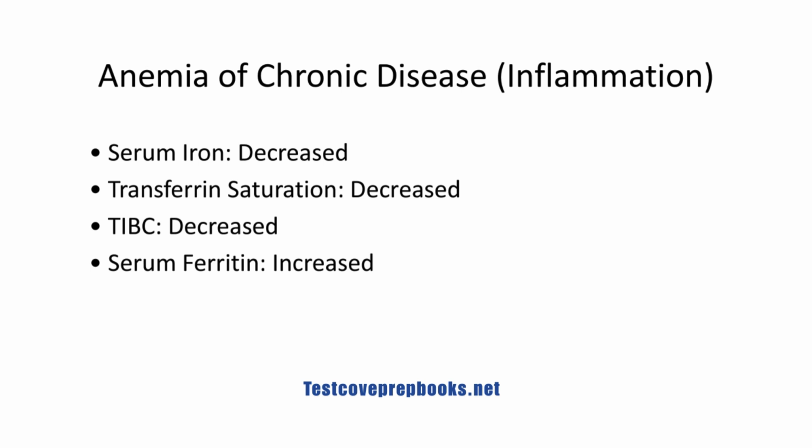Now, in anemia of chronic disease or inflammation, the pattern is a bit different. Serum iron is decreased, transferrin saturation is decreased, and TIBC is also decreased, unlike in iron deficiency. Ferritin, however, is increased because it is an acute phase reactant, rising in inflammatory states.